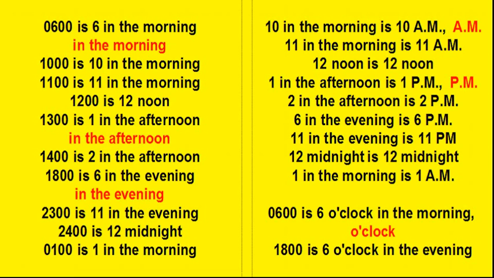0600 is 6 o'clock in the morning. O'clock. 1800 is 6 o'clock in the evening.